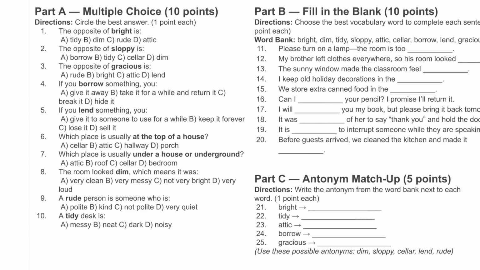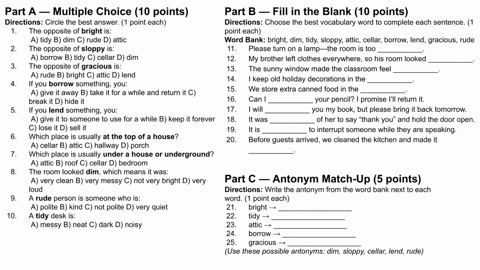Let's begin! On this page, we're working with vocabulary antonyms and meaning. Read each question carefully and choose the best answer. For part A, you'll circle the correct answer. Remember, bright means lots of light, and the opposite is dim. Tidy means neat, and the opposite is sloppy. Gracious means polite, and the opposite is rude.